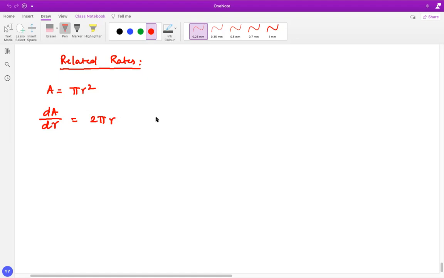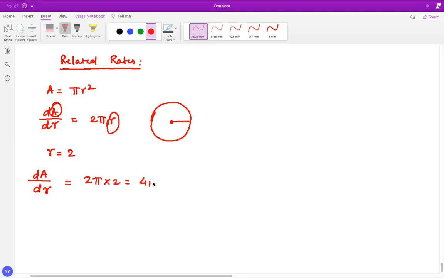Now suppose there is a circle. At any stage, the rate of change of area with respect to radius is linked. But there is no link to the rate at which the radius is changing and the rate at which the area is changing with respect to time. If I ask you to find the rate of change of area of the circle when the radius is 2, you will say the rate of change of area with respect to radius is 2 pi times 2, which is nothing but 4 pi.